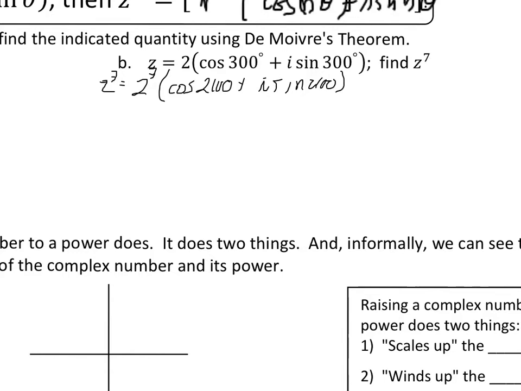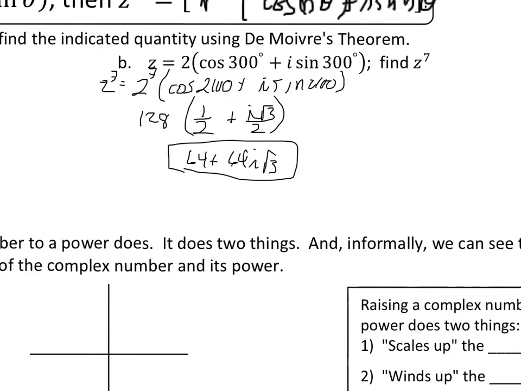So what's the cosine of 2100? 1/2, which means the sine of 2100 is going to be root 3 over 2. What's 2 to the 7th? 2, 4, 8, 16, 32, 64, 128. Distribute. So we get 64 plus 64I root 3. Wee-haw.